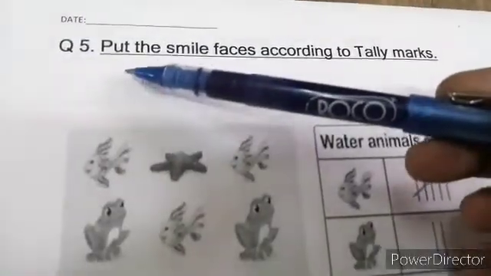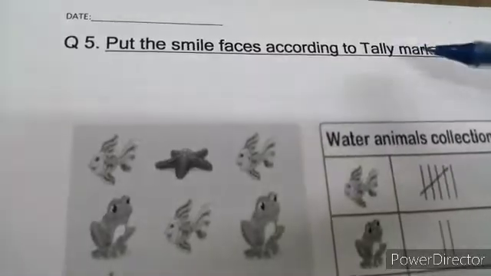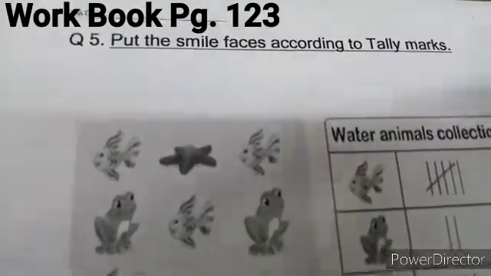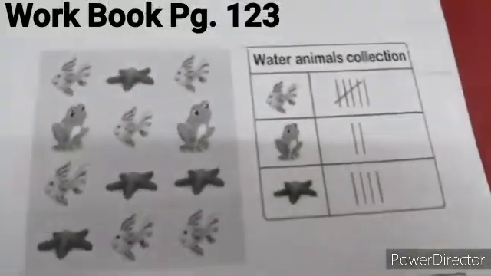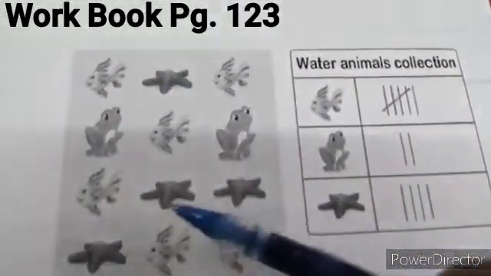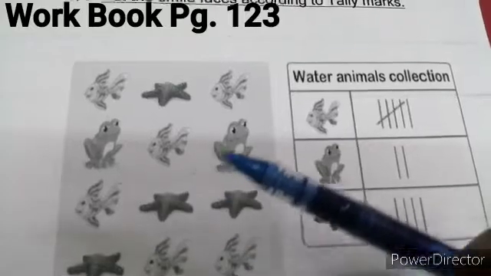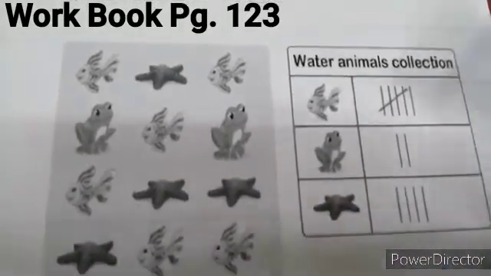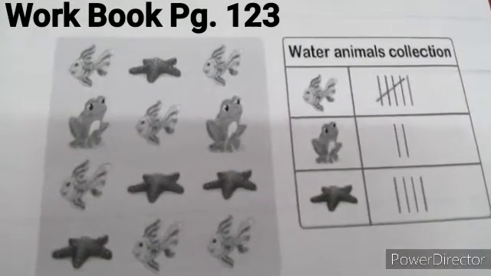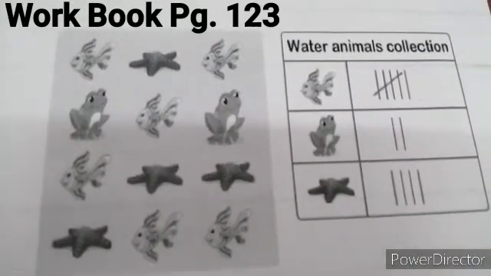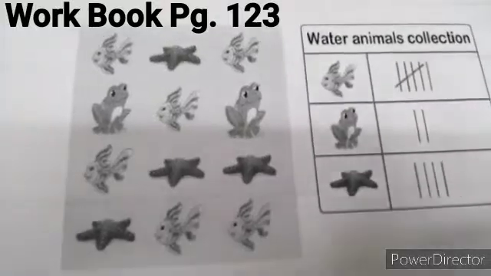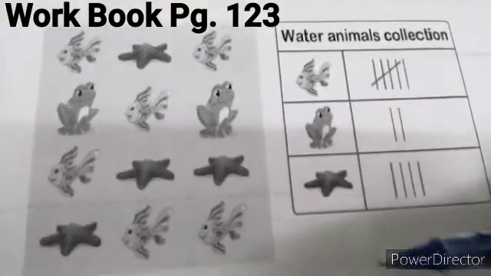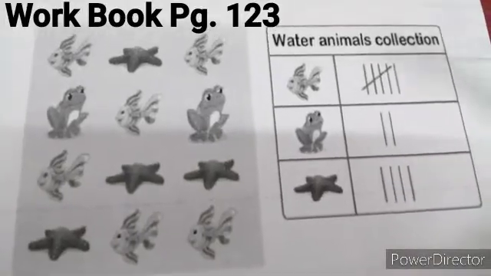Question 5. Put the smiley faces according to tally marks. Page number 123. So first, they have given us a small picture collection of water animals. First we have to make this table and write the count. And then we will put the smiley face accordingly. Remember I explained to you with shapes. A collection of shapes like this, and then we drew the tally marks and we wrote the numbers. Same way we have to do with the water animals here.